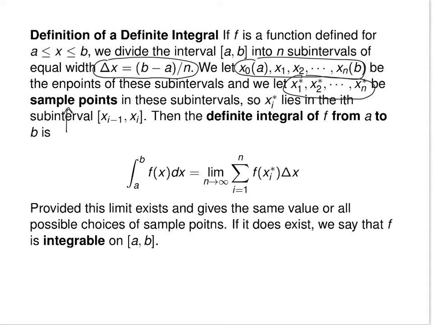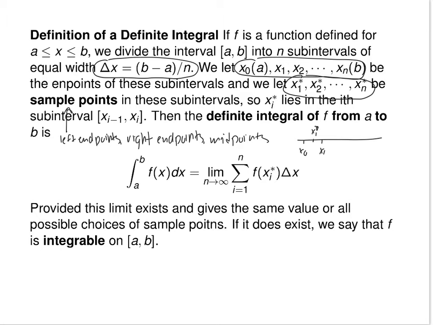Those sample points could be things like left endpoints. They could be right endpoints. They could be midpoints or something else entirely. It doesn't matter where you pick it as long as it's somewhere within the interval. So you have the interval from x0 to x1, and x1 star is the sample point inside of it. The star just means sample point somewhere. We don't specify where.